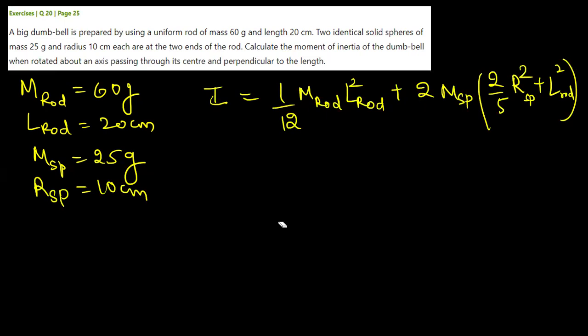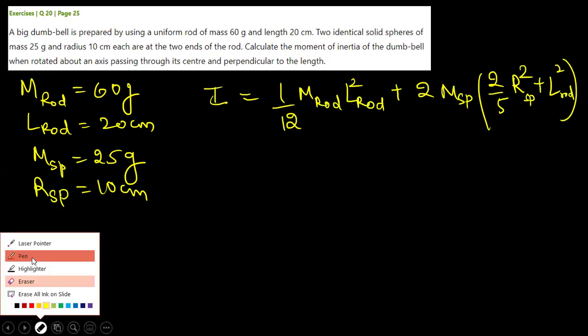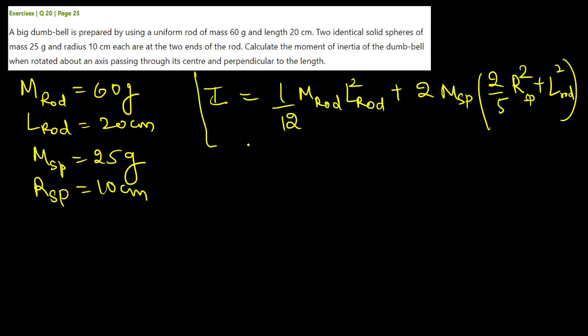इधर सिर्फ 2 होगा, 2 टाइम्स मास ऑफ। ये फॉर्मूला याद रखना है, ये हमारे बुक में दिया नहीं है। ये डायरेक्ट फॉर्मूला मैं आपको दे रहा हूँ। This is the direct formula to remember, the moment of inertia of a dumbbell.